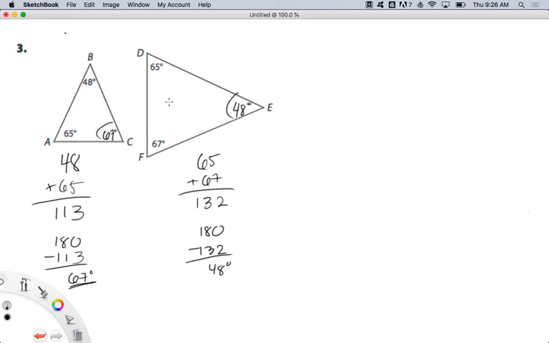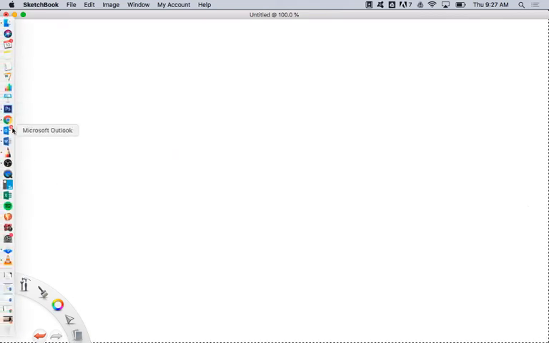But the reality is, if I had just been given 65 and 67 for both triangles, then those triangles are similar. I don't have to find the third angle. Why? If two are equal, then the third has to be equal. They both have to add up to 180. Since they both have to add up to the same thing, that third angle has to be the same. So in order to show that two triangles are similar, all I have to show is that two sets of angles are congruent. Does that make sense? Okay. So let's continue.